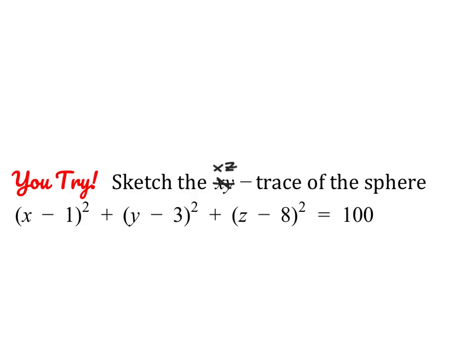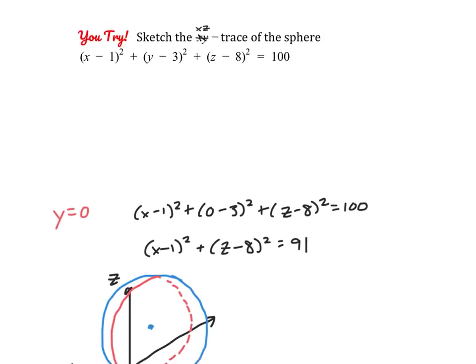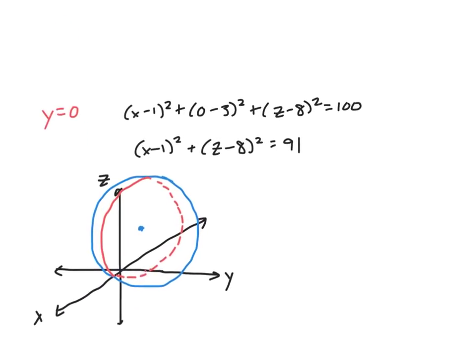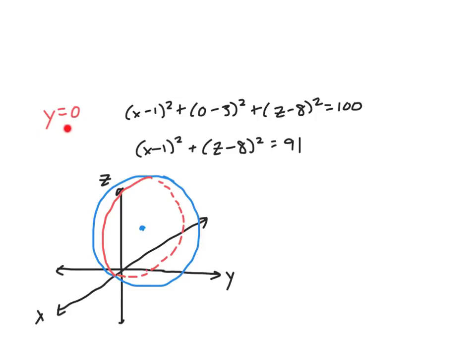All right, for this last one, go ahead and pause the video. See if you can find the xz trace of this sphere. Okay, for this one, since we're finding the xz trace, we're going to set y equal to 0. Here's our sphere, and we're essentially going to try to find the equation of the circle that occurs on the xz plane. So we set y equal to 0, we make sure to put our equation into standard form, and we have a circle with a center of 1/8 and a radius of square root of 91.